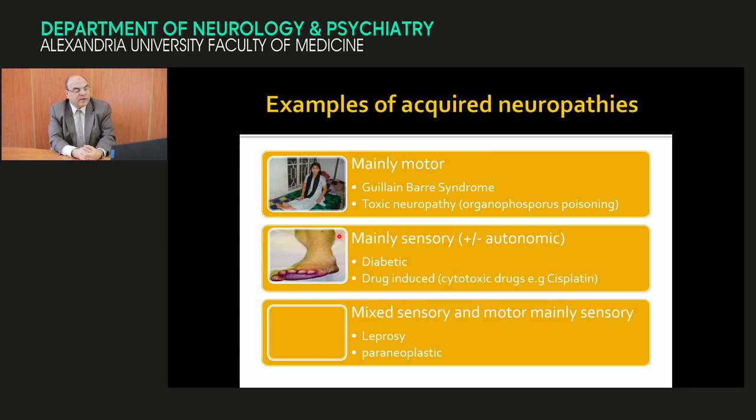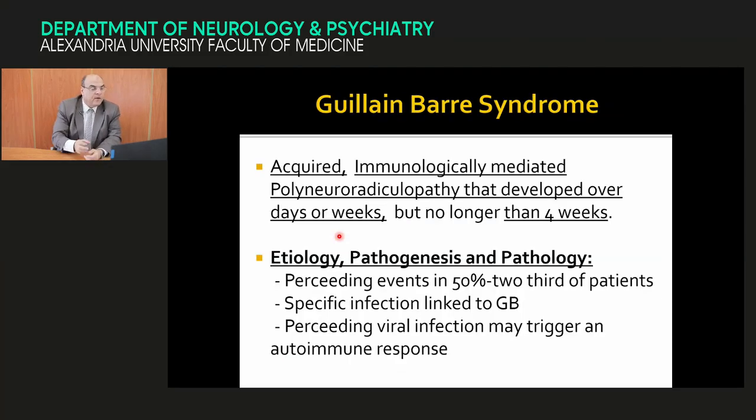Now we are going to take examples of mainly motor neuropathy and mainly sensory neuropathy. For mainly motor neuropathy, the best example is Guillain-Barré syndrome, or we can say it's an acquired immunologically mediated demyelinating polyradiculoneuropathy, or AIDP. By definition, it is an acquired immunologically mediated polyradiculoneuropathy that develops over a period of days or weeks, but no longer than 4 weeks.